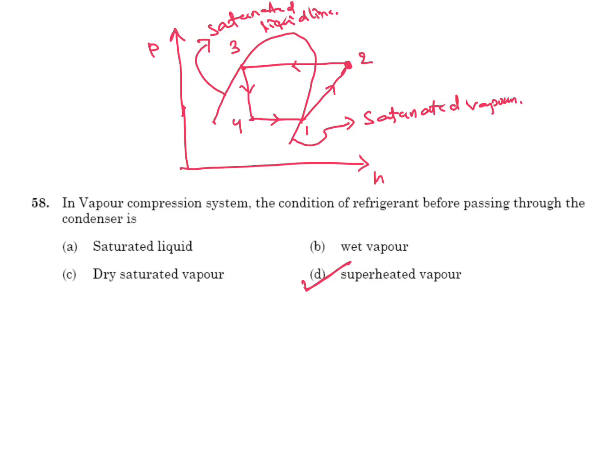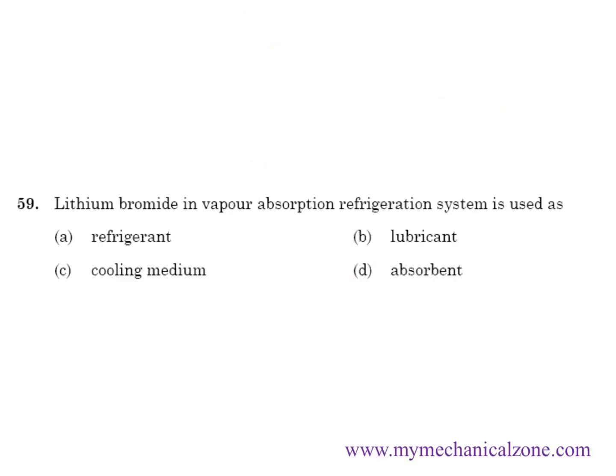Lithium bromide in vapor absorption refrigerating system. Lithium bromide is the absorbent and the refrigerant is your water. So lithium bromide is the absorbent, refrigerant is your water. Both you have to remember.